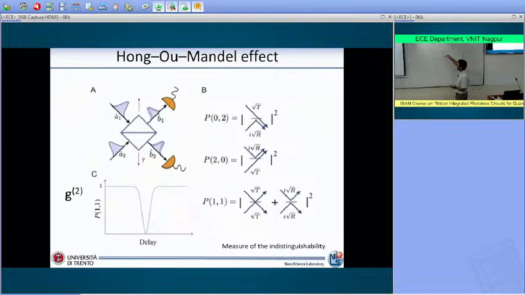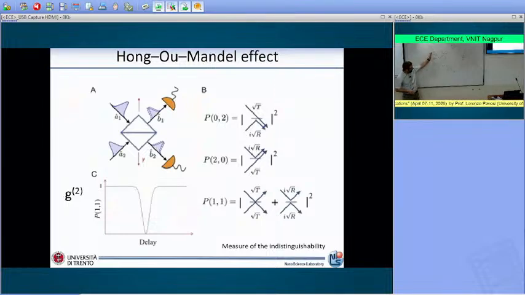So let us assume we have two photons. One photon is coming here, the first photon. The second photon is coming there, the second photon. Now I'm considering one of those two photons, for example this one. This photon can be reflected, or it can be transmitted. Then I consider the other one. This photon can be transmitted, or it can be reflected.